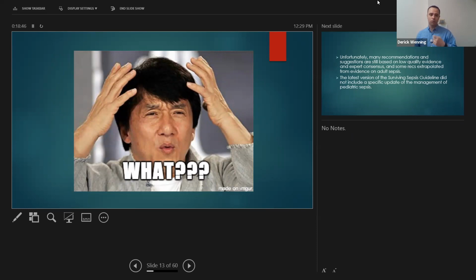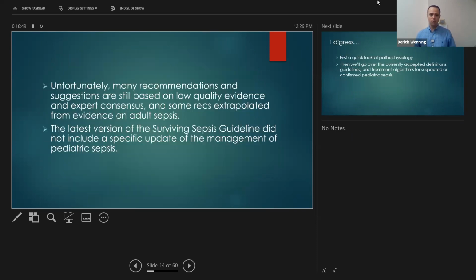I was doing some literature search again before this. Nothing really has changed as far as our management, as far as the definitions of pediatric septic patients, because right now, all the recommendations we have to go on are low quality evidence. They're based on expert opinion. They're extrapolated from adult literature, and that's basically it. Okay.